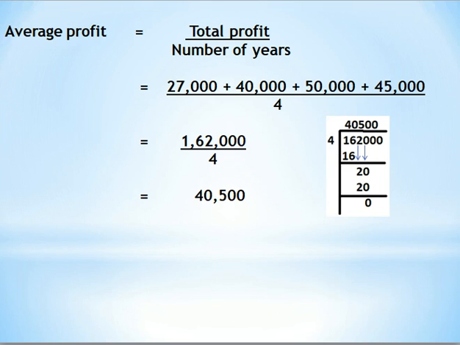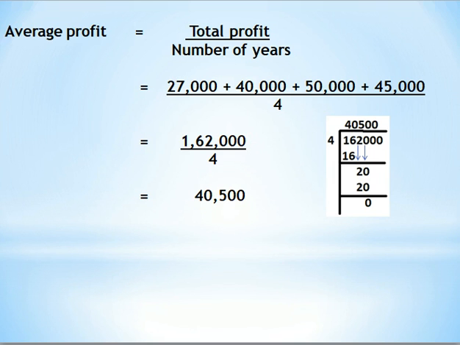Usually students make a mistake while dividing this. Let me explain this now. 4 4s are 16 and the remainder is 0. So here simultaneously we are bringing down two numbers, so we have to include 0 in the quotient. And 4 5s are 20 and again the remainder is 0. And the remaining two zeros should also be included in the quotient. So our average profit is rupees 40,500.